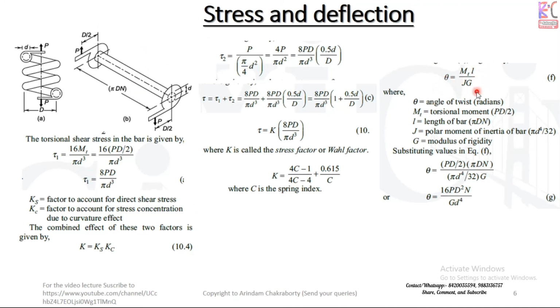Theta is equal to MT L by JG. So J is the polar moment of inertia of the bar, and G is the modulus of rigidity. From there we'll be putting the MT, we know, P into D by 2, the half of this one, that is D by 2, and L is pi DN. What is L? The length of the bar, the total length of the bar. How is this considered?